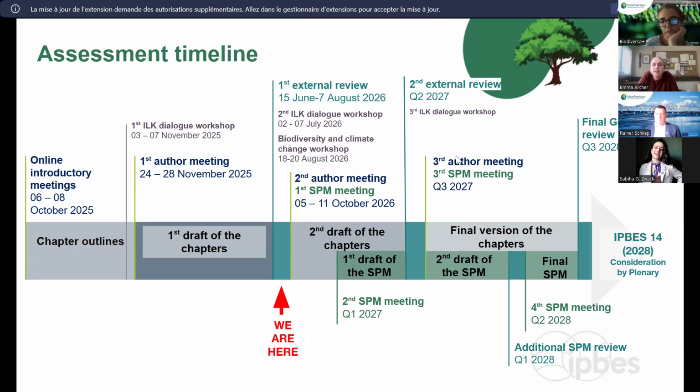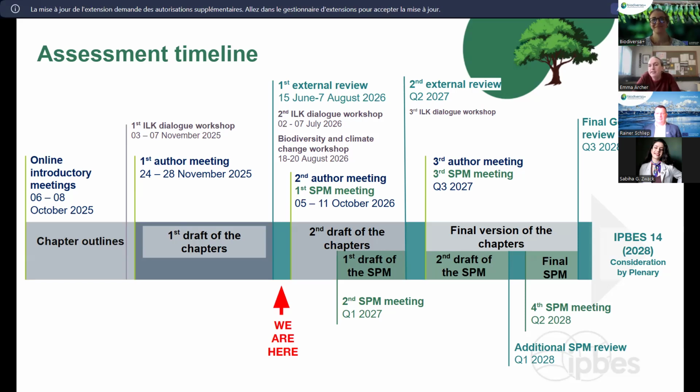And then we have a third author meeting and third summary for policymakers meeting in the third quarter of 2027. At that point, we effectively move to the final versions of the chapters and the final version of the summary for policymakers. We'll have another meeting in Q2 of 2028 and a final government review in the third quarter of 2028. And we then have IPBES 14, where the second global assessment comes under consideration by the plenary and hopefully will be approved, when we hope to hit the gavel.